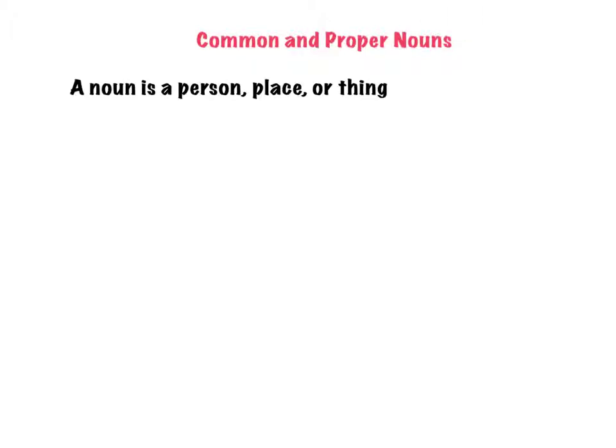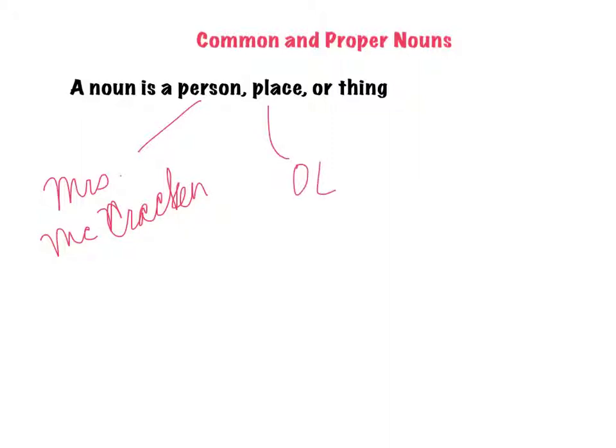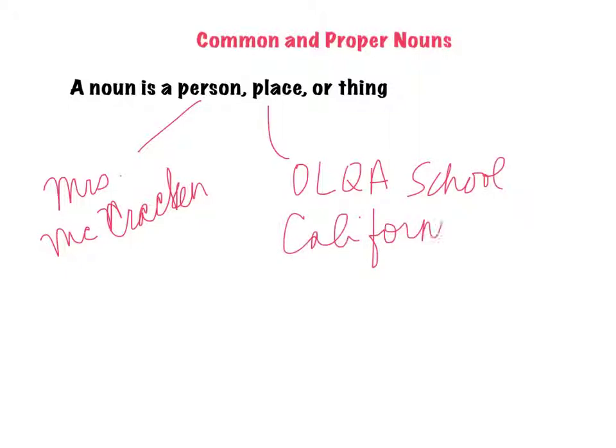Okay, something we already know is that a noun is a person, a place, or a thing. So for instance, a person could be someone you know like me, Mrs. McCracken. Or a place could be somewhere like OLQA School, or California, or Paris. Okay, so that would be some examples of a place.